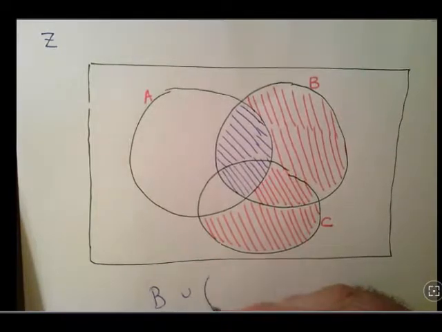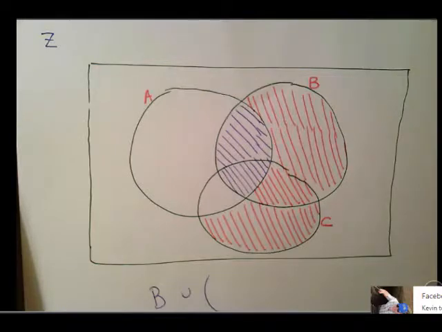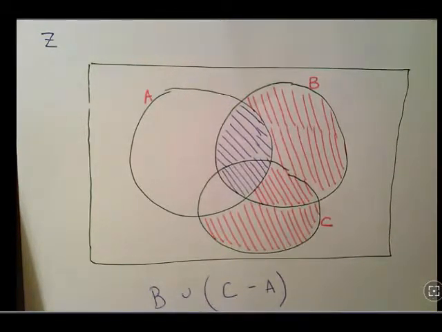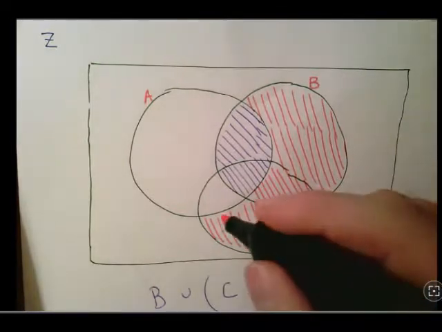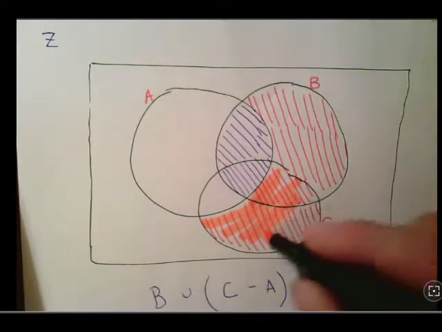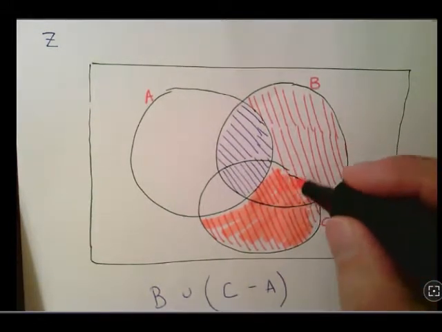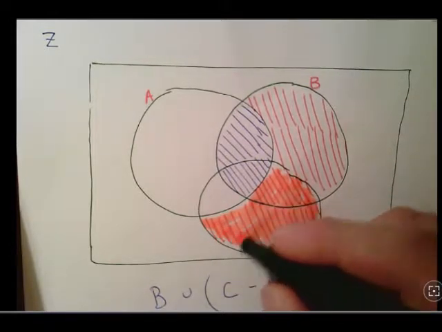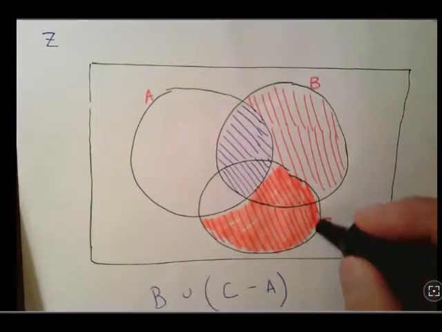union something. Okay. So union of what though? I argue that it is B union the set difference of C minus A. And that is this region here. I'll just highlight it in there. That is the C minus A region there, what I'm highlighting in here now.